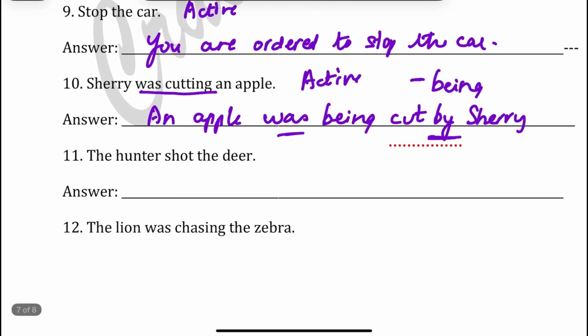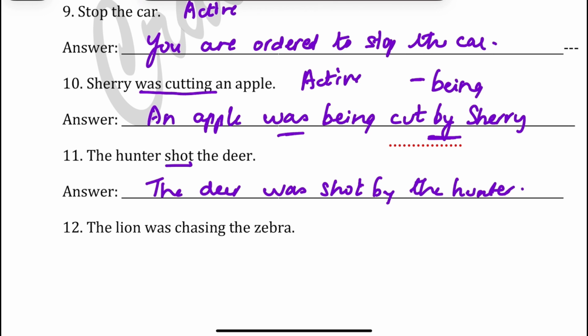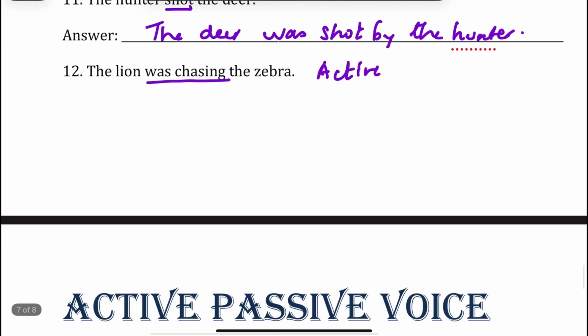The hunter shot the deer. Okay, simple past. The deer was shot by the hunter. The lion was chasing the zebra. No, I'm not telling you. Come on, you tell me. Okay, I'm telling you. Who else will tell you? The lion was chasing. This is active. Okay, tell me the answer to this, guys. The zebra was being chased by the lion.